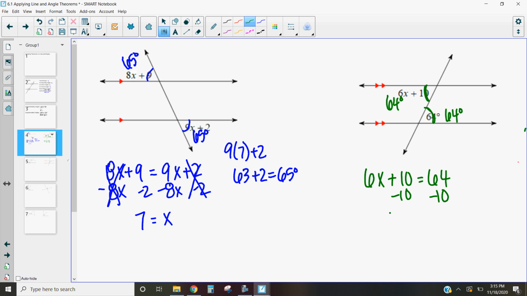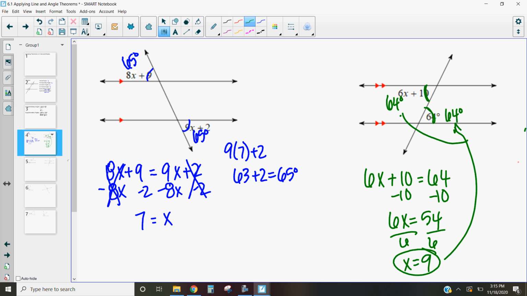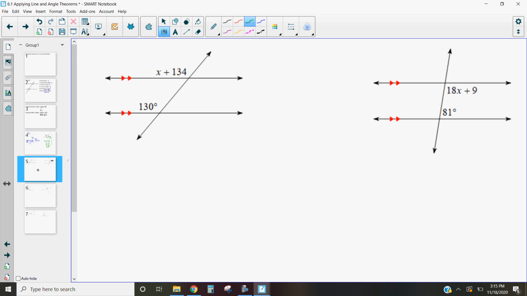Subtract 10, and we get 6x equals 54. Divide them both by 6, and we get x equals 9. So x equals 9, and both of our angles here are 64 degrees. Fantastic. Okay, let's take a look at these next ones here.